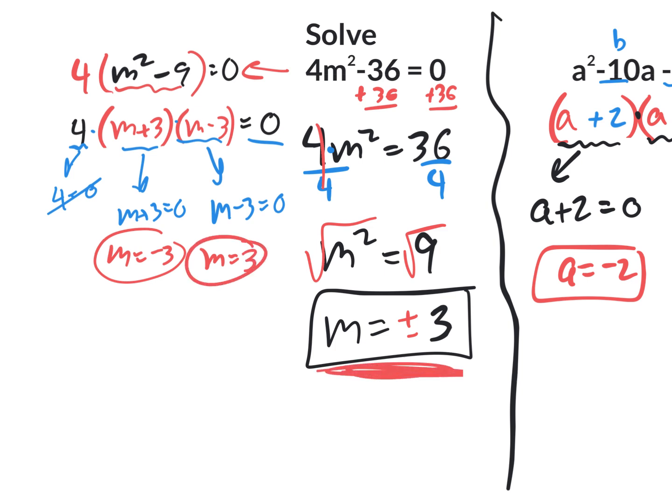So whenever I have one single letter, I like to just isolate it and get my answer. How do I isolate it? By getting rid of things. How do I get rid of things? By doing the inverse operations. And what you do to one side, do to the other.